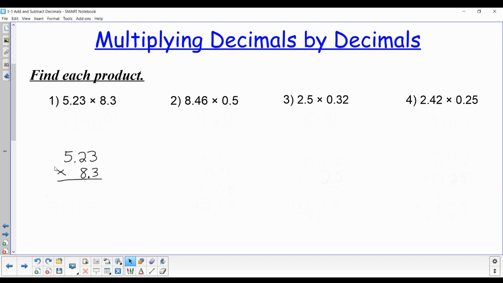Now I am going to color code what I'm doing in hopes that it's easier for you to follow along. So when I do the multiplying, I'll do this 3 first in the tens place. I'll do 3 times 3 is 9, 3 times 2 is 6, 3 times 5 is 15, and I completely ignore the decimals.